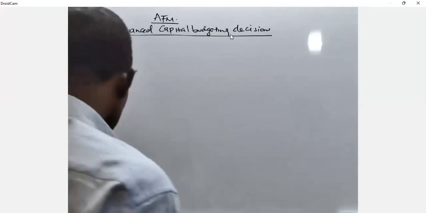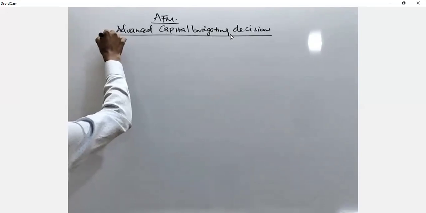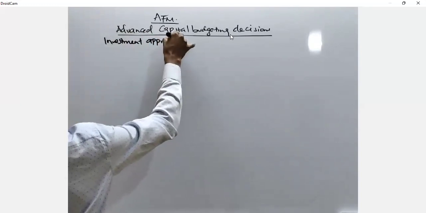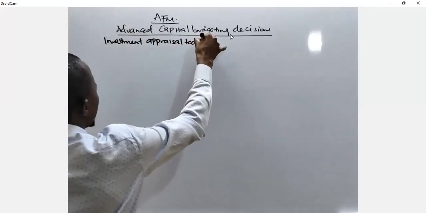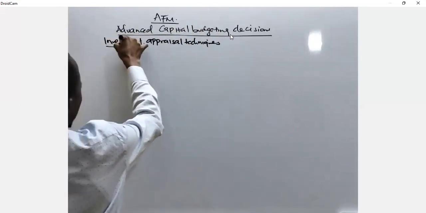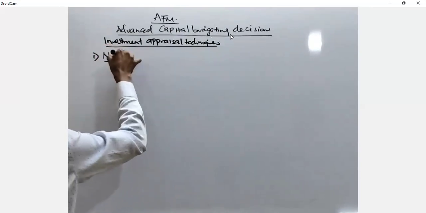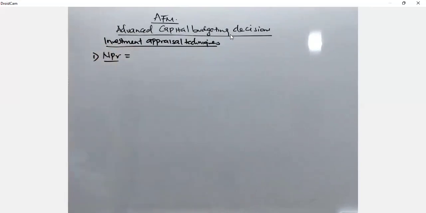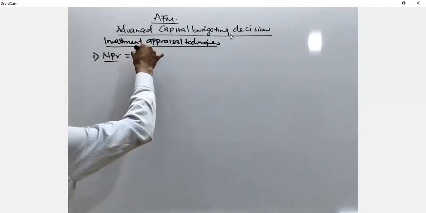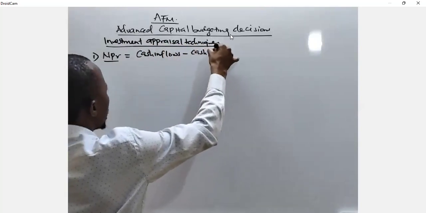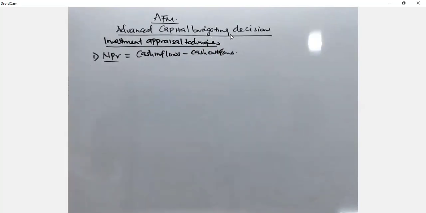Okay. So we have said we are looking at the investment appraisal techniques. And I have said it is very crucial that we start with number one, which is our NPV. The NPV, we have said, is the difference between the cash inflows minus the cash outflows. That is what we have talked about there.